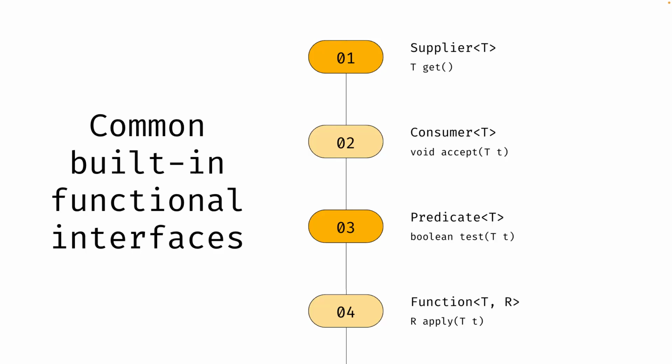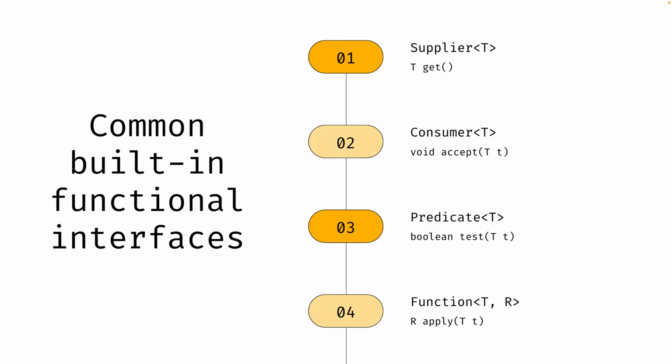Then we have the Consumer. Consumer is going to have one method, accept. That's going to take one parameter as input, do something with it, and then return nothing. Then we have the Predicate, which represents a Boolean-valued function. So it's going to take one argument and then return a Boolean, which means true or false. The method is called test. This is used a lot for filtering, for example.